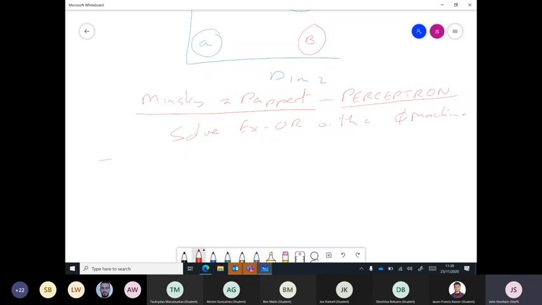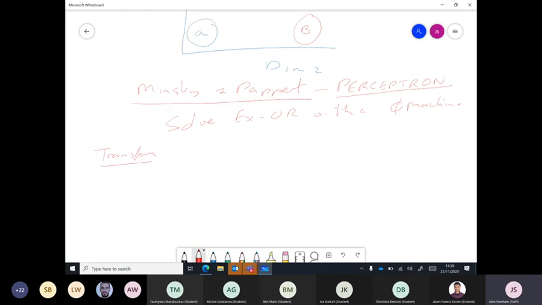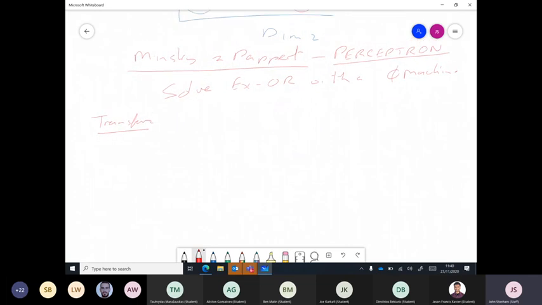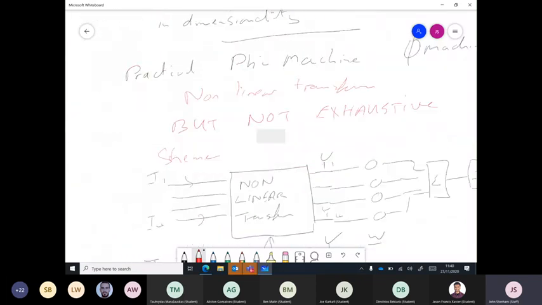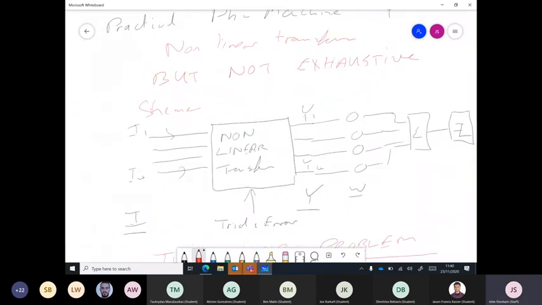We need a transform. It's got to be non-linear, and it is the trial and error transform that was in the Phi machine. And the transform I'm going to give you from the inputs A and B. I want the hidden transform, the output of here. For the XOR, we've only got two inputs, A and B.